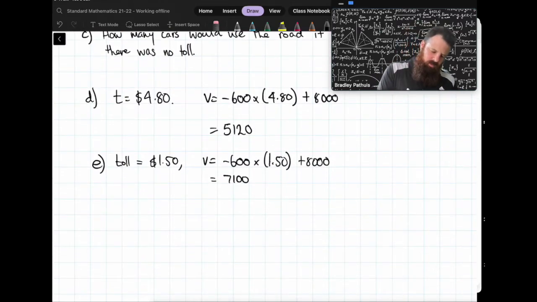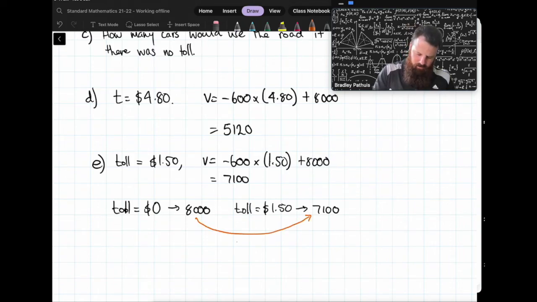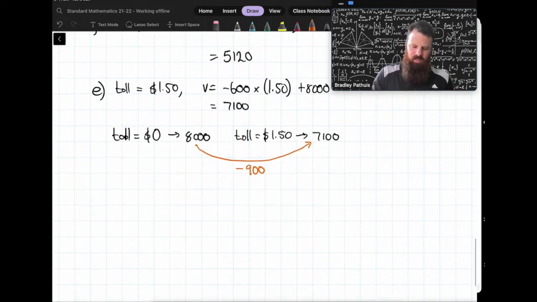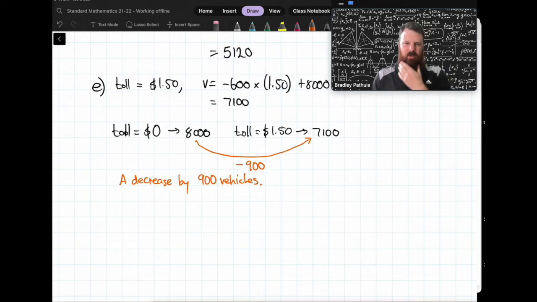But we know something. When the toll was $0, you had 8,000 vehicles using the road. Then the toll went to $1.50 and you had 7,100 vehicles using the road. It dropped by 900 vehicles. So the answer they're looking for here is a decrease. I'm almost finished. It was a decrease by 900 vehicles.